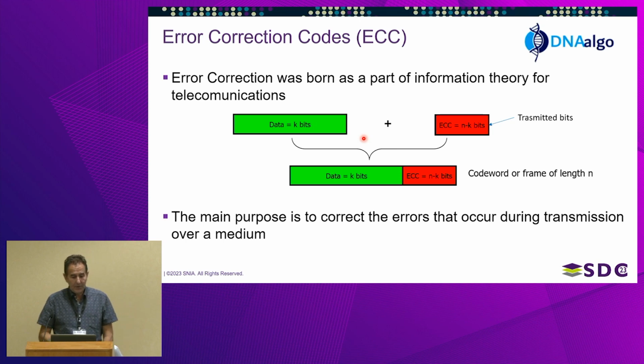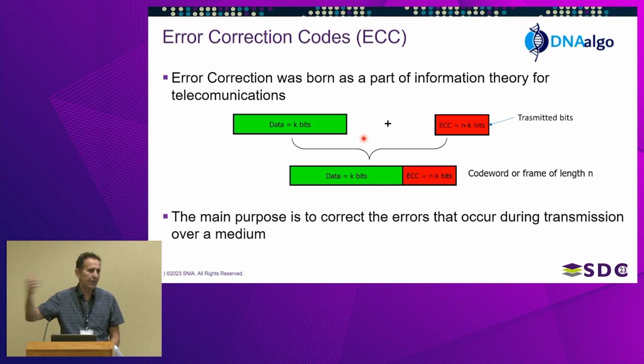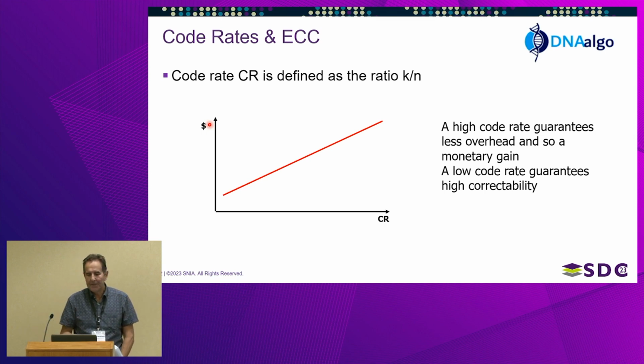The main purpose of all this, of course, is to improve the likelihood of having the information either transmitted or recovered in the case of a storage application. Now, with codes, there is a cost and a benefit. So this is a very simple slide saying, this is not cost, this is the benefit in terms of monetary benefit. And this notion of code rate.